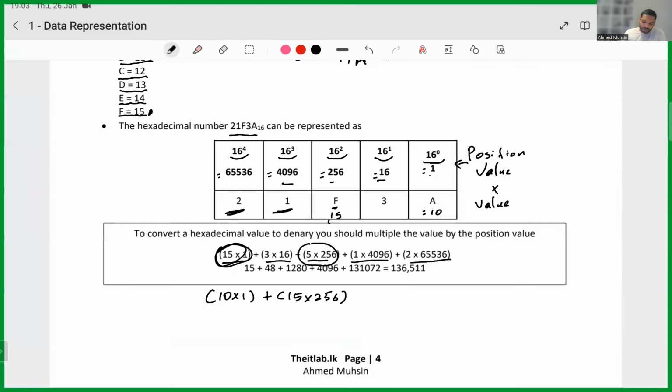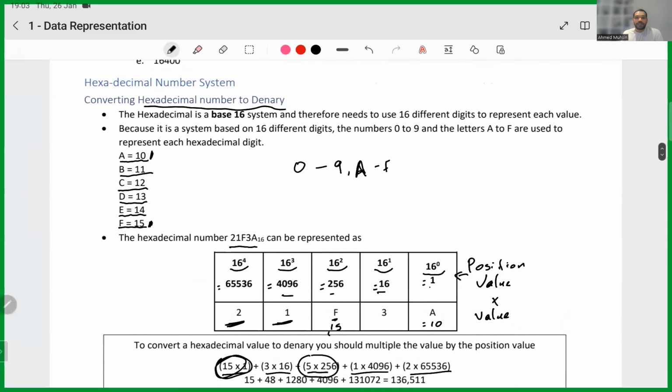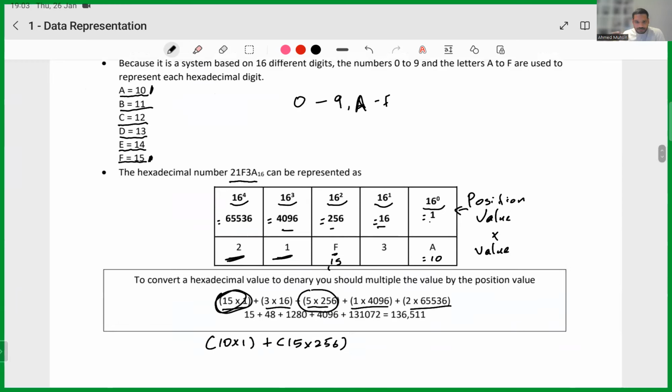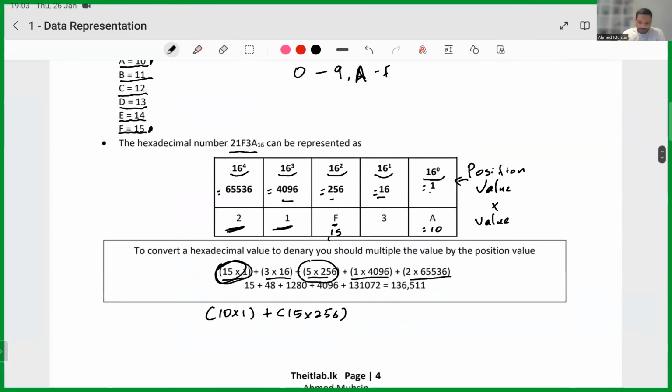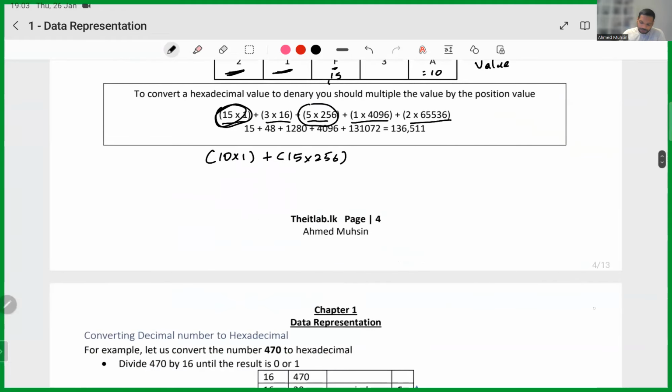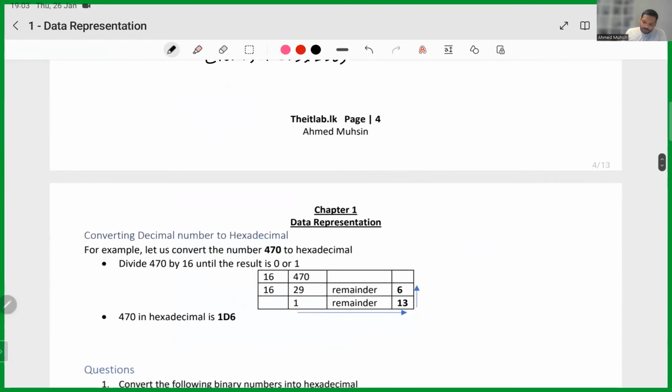I have shown you how to convert hexadecimal to denary. Now let's do it vice versa. Let's take a denary number, a decimal number, and convert it into hexadecimal format. Very easy. We follow the same logic as we have been doing for binary. Say, for example, we want to convert the decimal number 470 into hexadecimal format. For the number 470, we must put base 10 over here, so that the user knows that this is a decimal number.